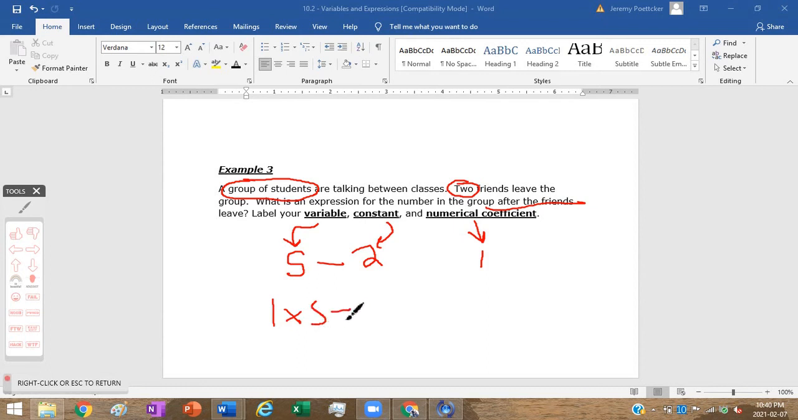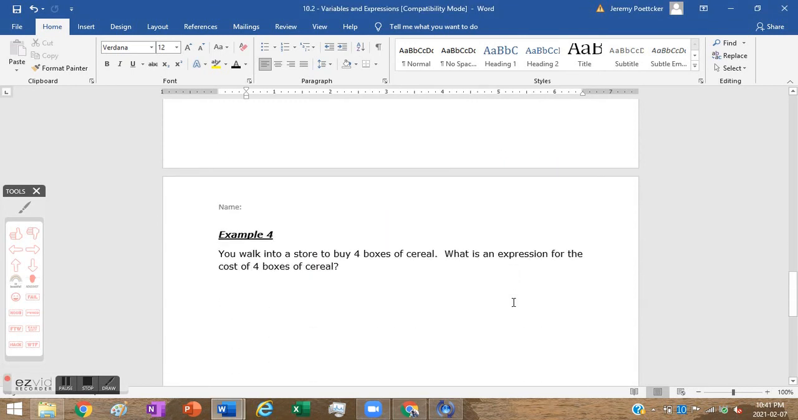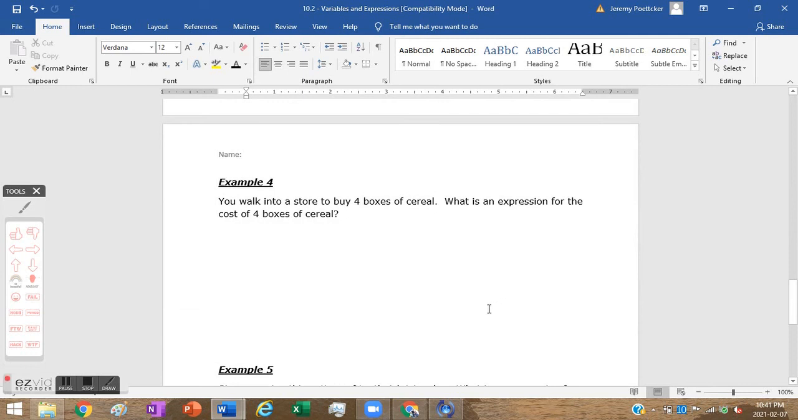All right, example number 4. You walk into a store to buy 4 boxes of cereal. What is an expression for the cost of 4 boxes of cereal? Well, let's put cost as, I don't know, C. So C is my cost. I've got 4 of them, so my total cost is going to be 4 times C, or 4C.